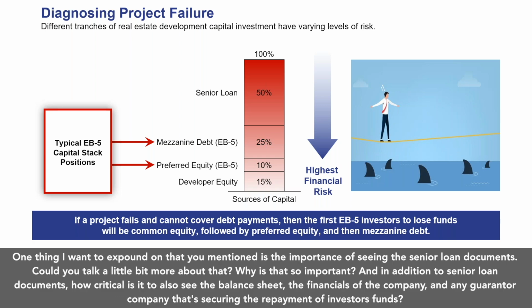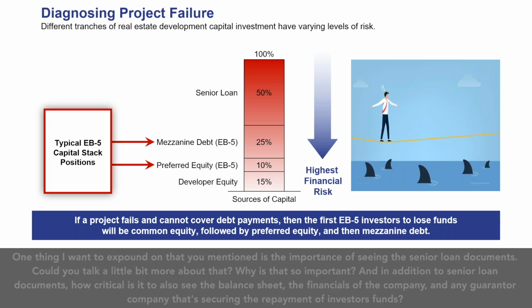One thing I want to expound on that you mentioned is the importance of seeing the senior loan documents. Could you talk a little bit more about that? Why is that so important? And in addition to senior loan documents, how critical is it to also see the balance sheet, the financials of the company, and any guarantor company that's securing the repayment of investors' funds?